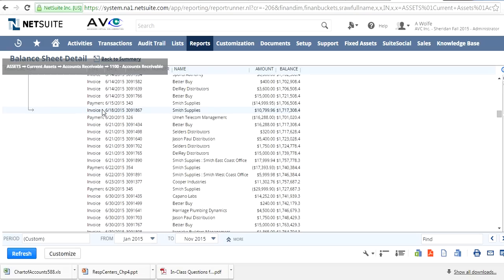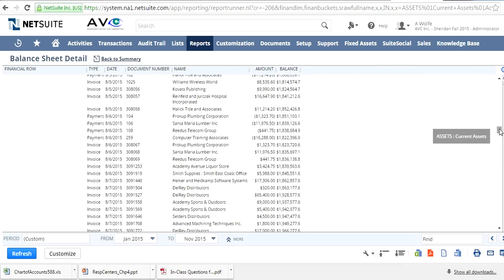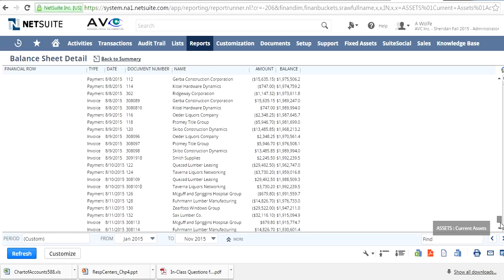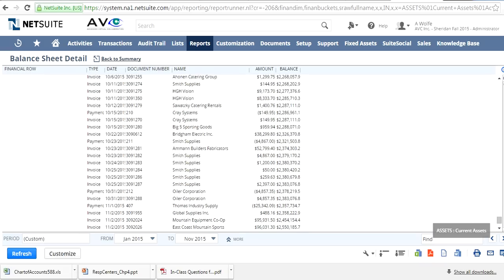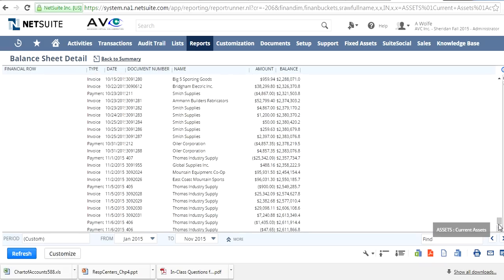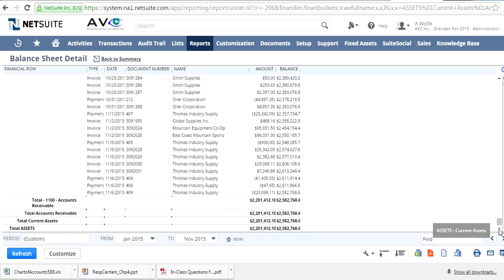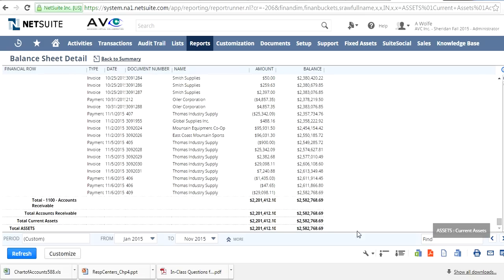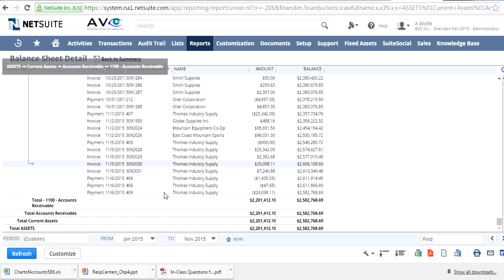You see it, right? Here's an invoice, and there's a payment. Okay, these two are the same company. But you see, you have all the data that you need at your fingertips. Okay, and if you scroll all the way down to the bottom, it's catching up, just give it a sec. You'll see that the perfect match, 2.582 and 2.582, is obviously what we had seen listed on the balance sheet.